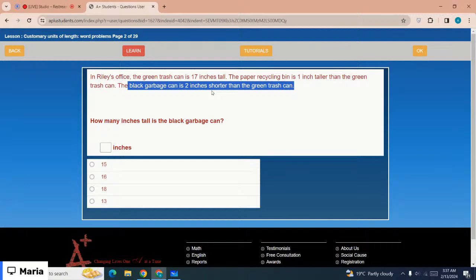2 inches shorter means you have to subtract 2 from the green trash can. The green trash can is 17. And 17 minus 2 is 15. So the correct option is 15. The black garbage can is 15 inches. The correct option is 15.